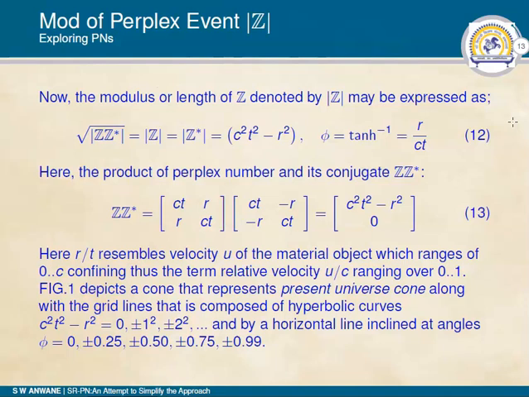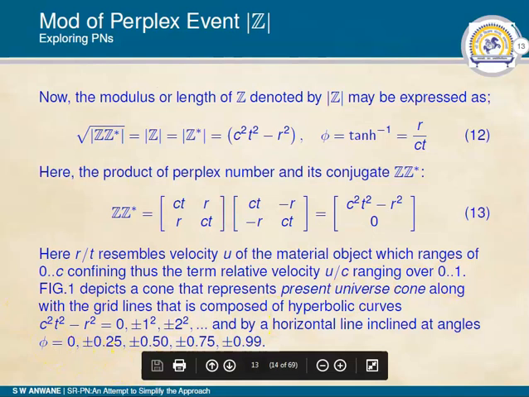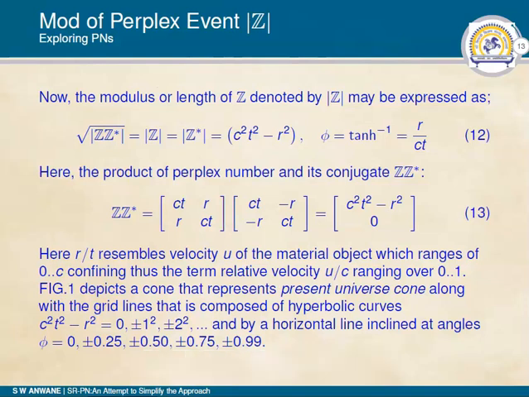which is in fact r upon ct expressed as u by c ranging over 0 to 1, can be expressed to roll from 0 to say 0.99. For the light-like case, c upon c, it will be unity, and that is only permitted for photons or light in spatial relativity.